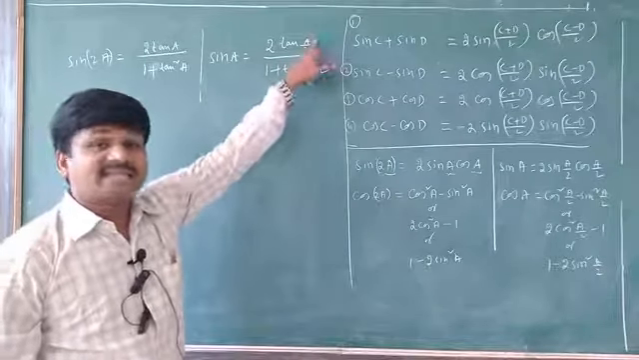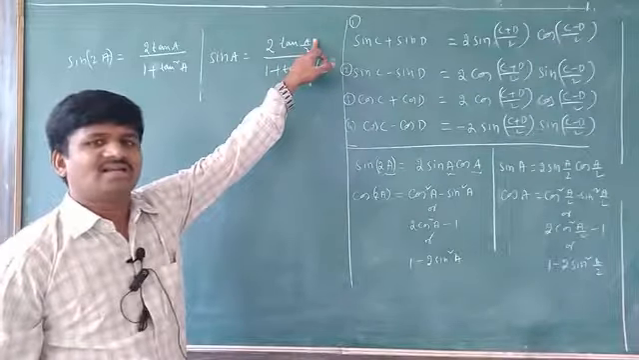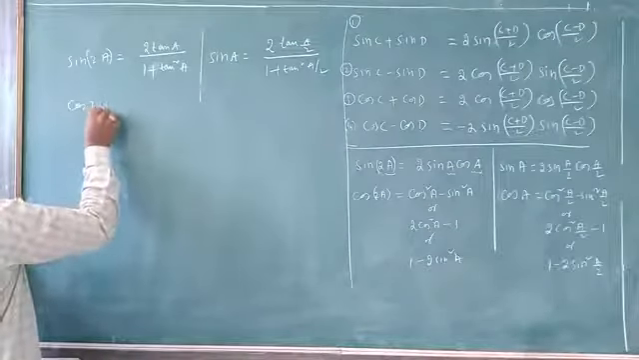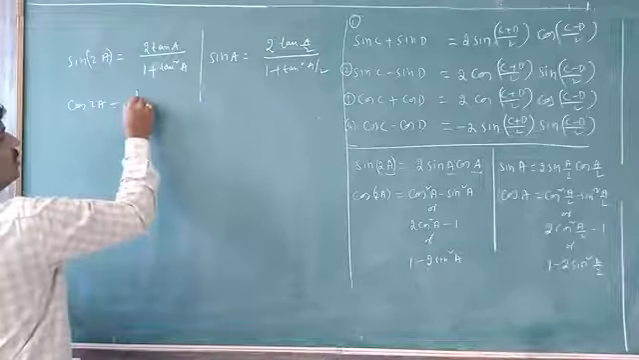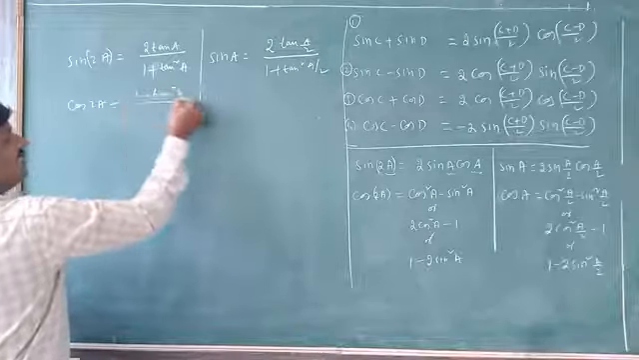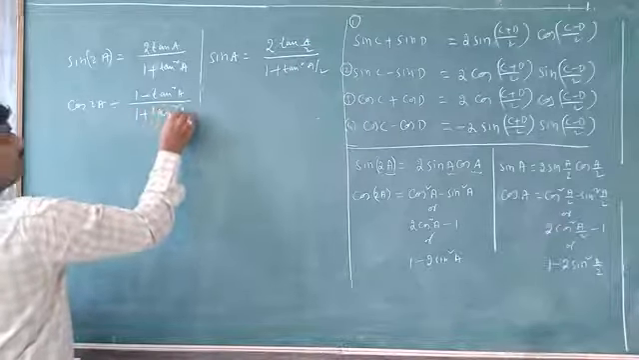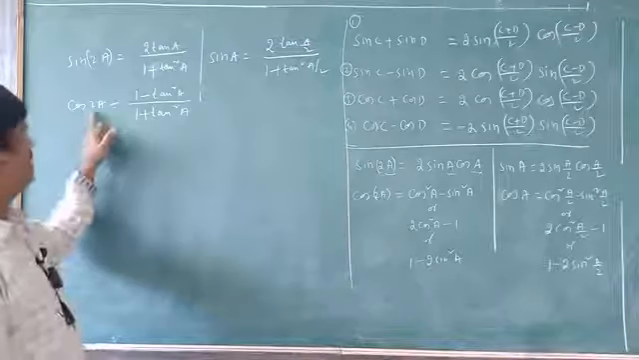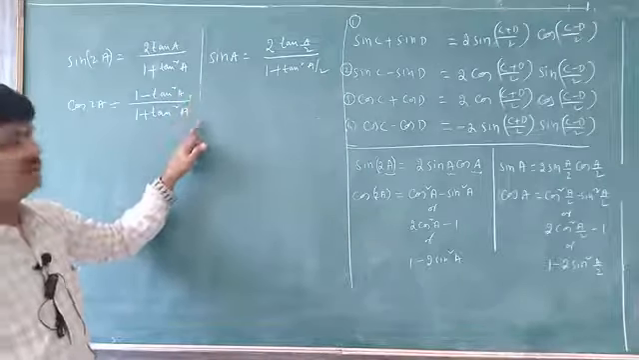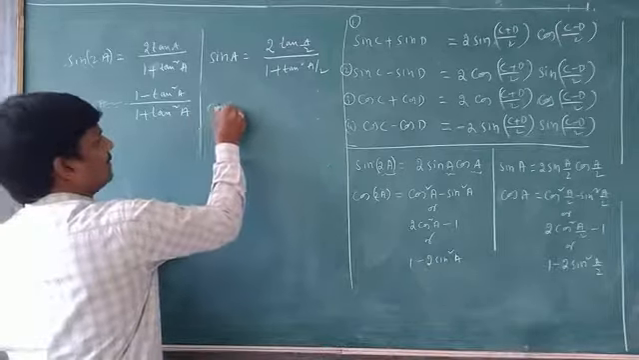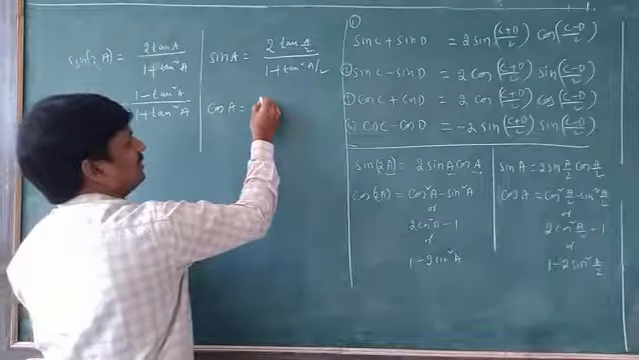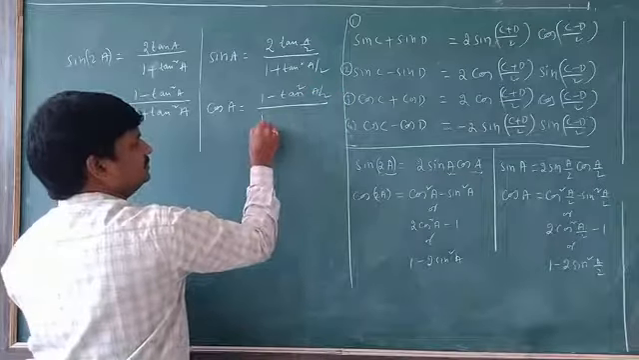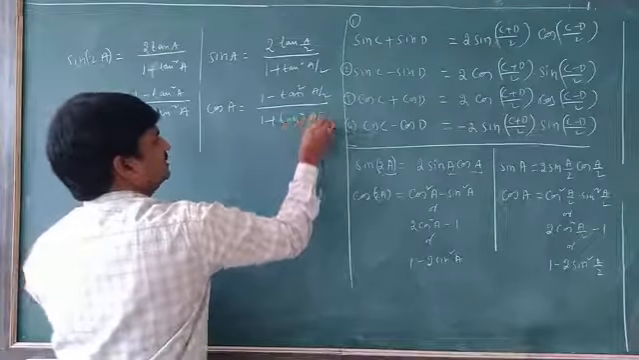Here a is there, a by 2 you get. These angles are called sub-multiple angles. Okay, remember. Next, suppose the cos 2a formula in terms of tan. What is that one? 1 minus tan square a by 1 plus tan square a. Here 2a is there, a you got. Cos a means what is the formula? 1 minus tan square a by 2 by 1 plus tan square a by 2.